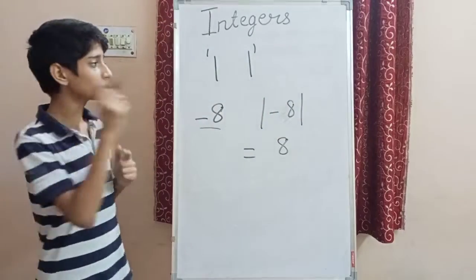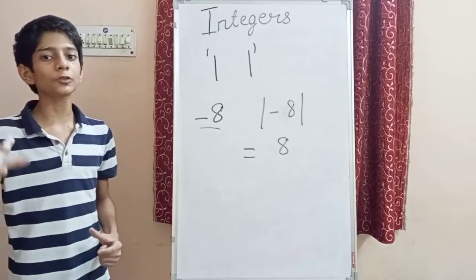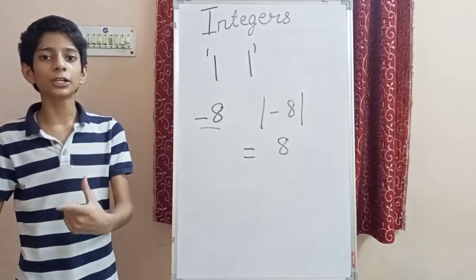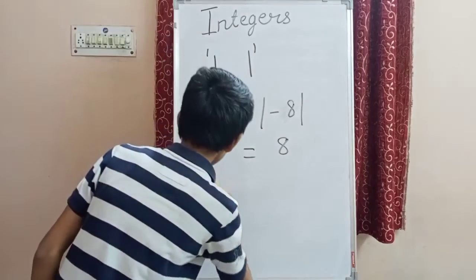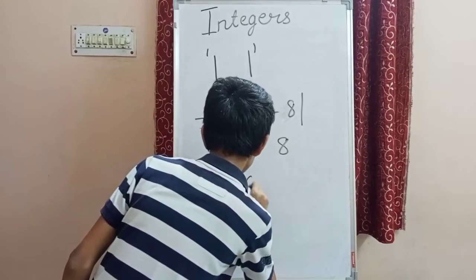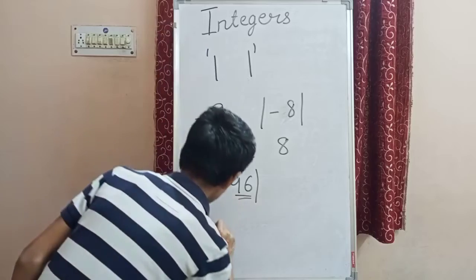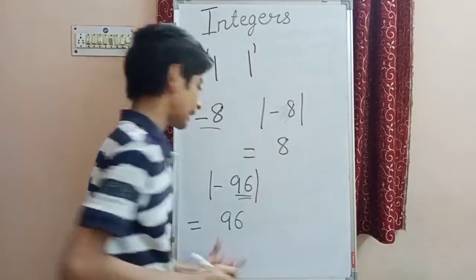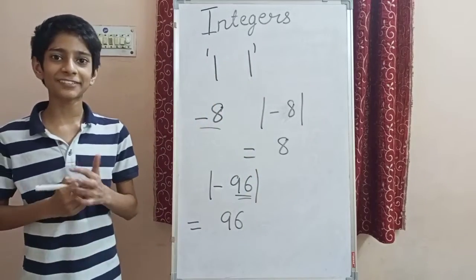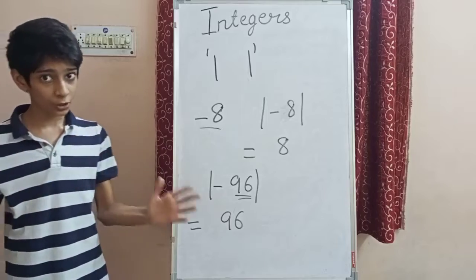Okay. So now you are clear about what the absolute value is. Absolute value shows the numerical value of the integer. Like here it is written minus 96. So how will it be written? The numerical value is 96. So the answer will come as 96. So now you are clear with the absolute value of an integer also.